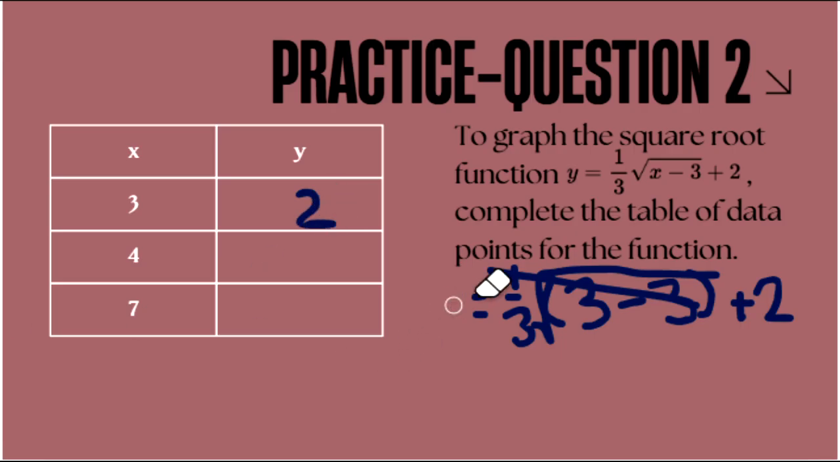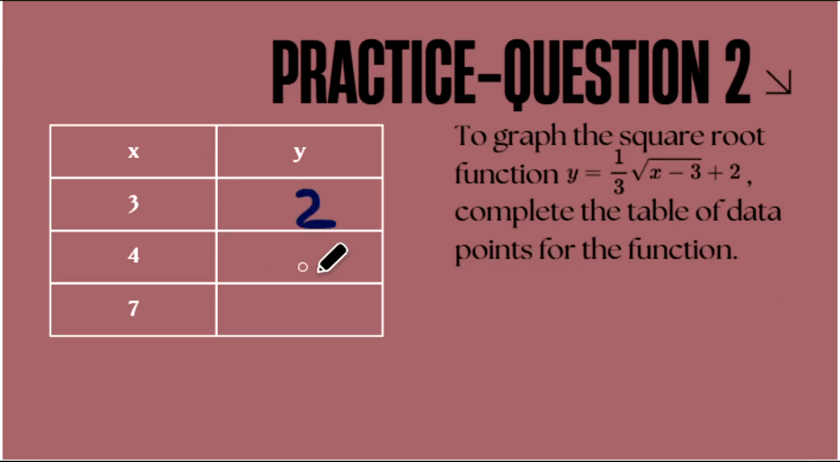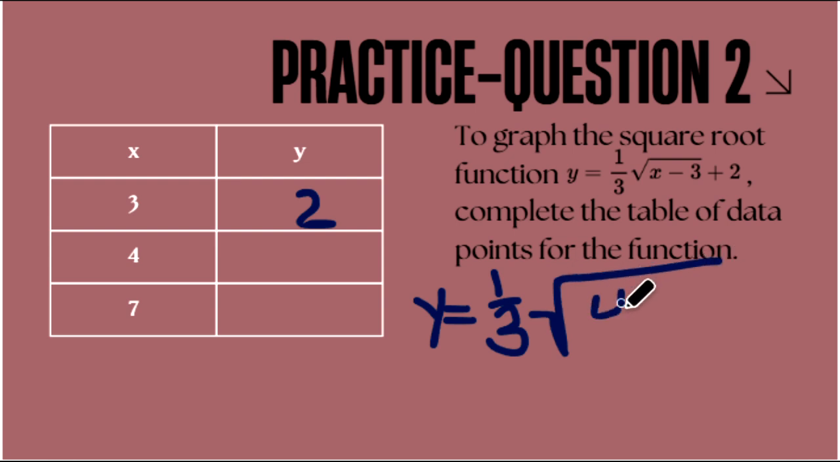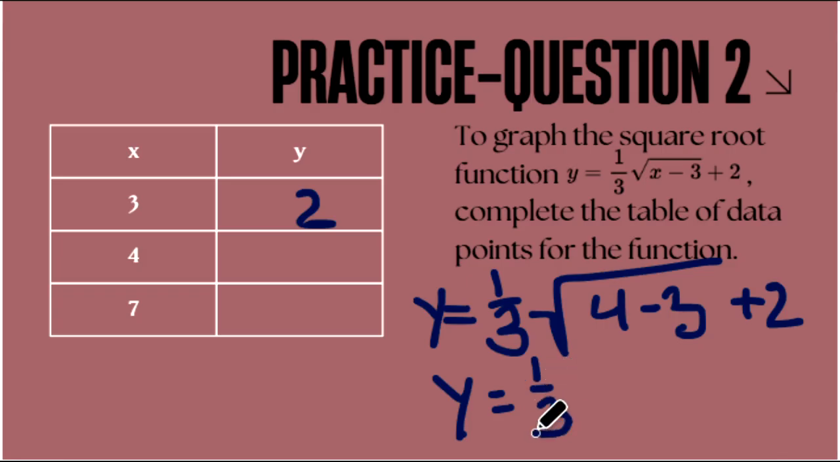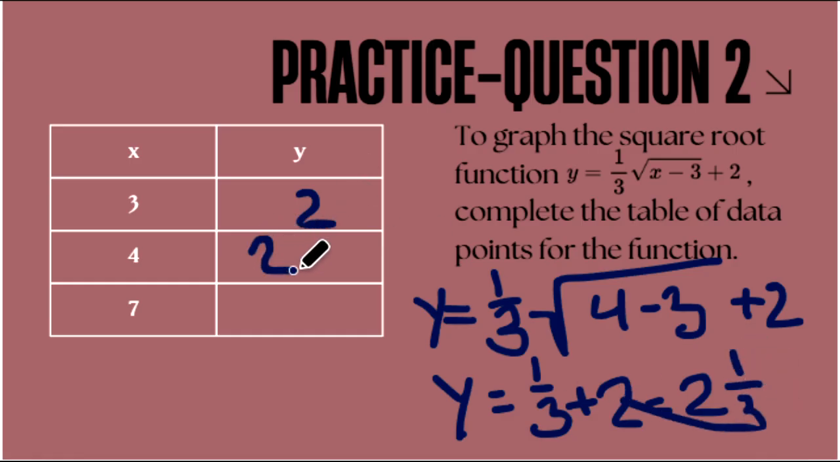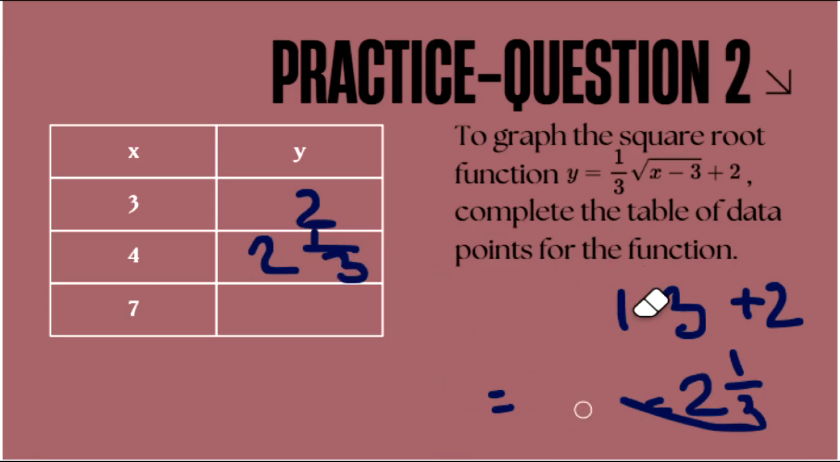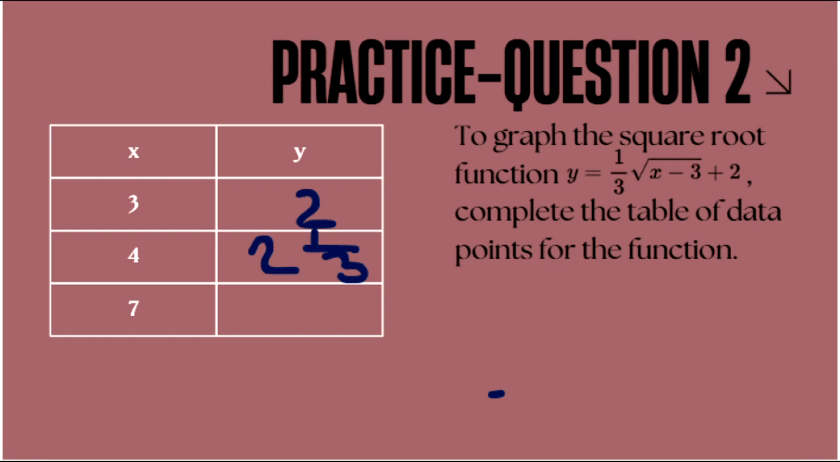Okay, let's do the next one. We have y is equal to 1/3 times the square root of x, which in this case is 4, minus 3, plus 2. 4 minus 3 is 1. 1 times 1/3 is just 1/3. So we have 1/3 plus 2, which is going to give us 2 and 1/3. So our point here is 4 and 2 and 1/3. All right, let's do the last one. I love to erase. It makes me happy. All right, and we're going to do 7.